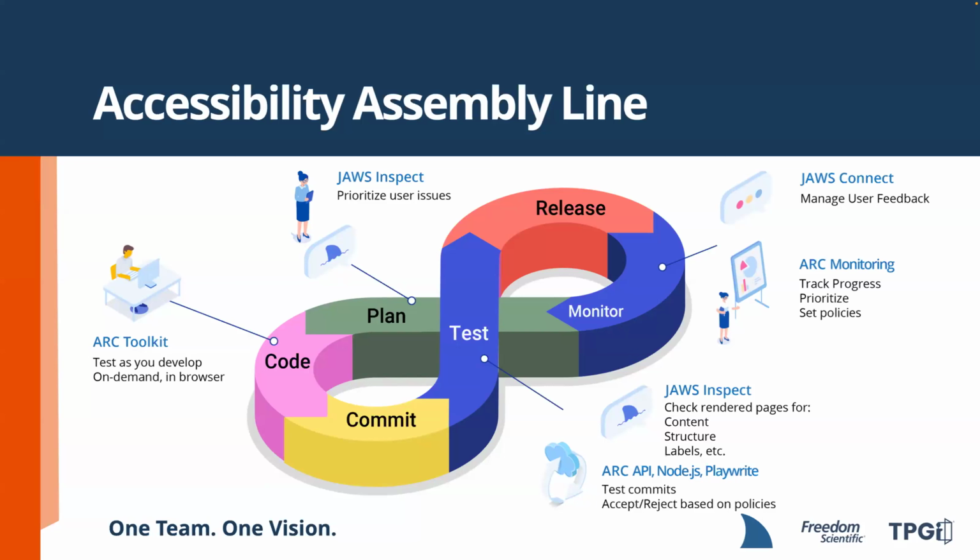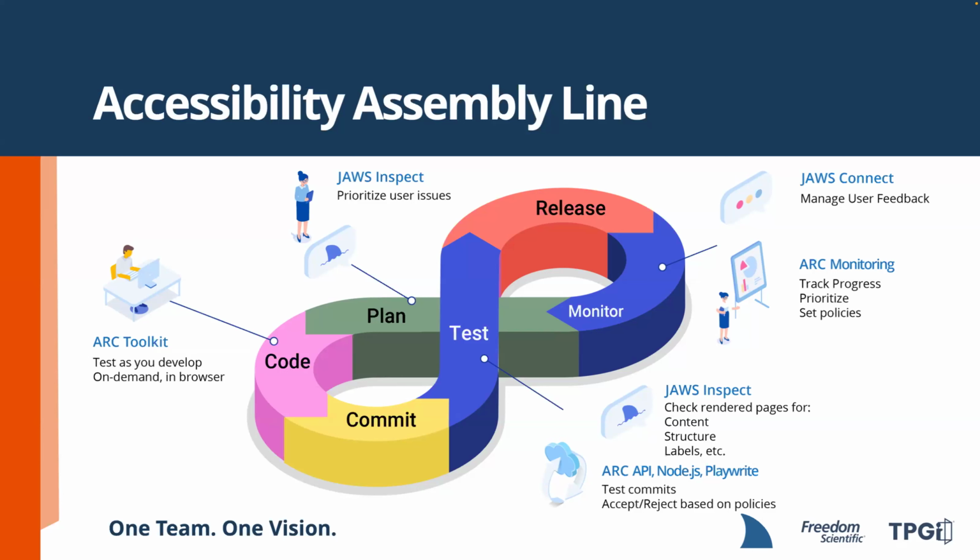Then you have, for coders, things like the ARC Toolkit, which is a browser extension I will show you today, which helps developers test issues on the fly. So it can translate a lot of what you've identified using JAWS Inspect into technical issues with the likes of the ARC Toolkit to fix, and I'll show you examples of that.